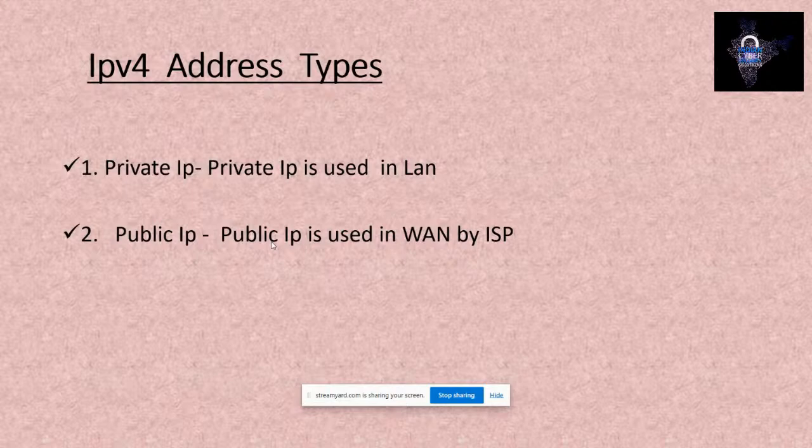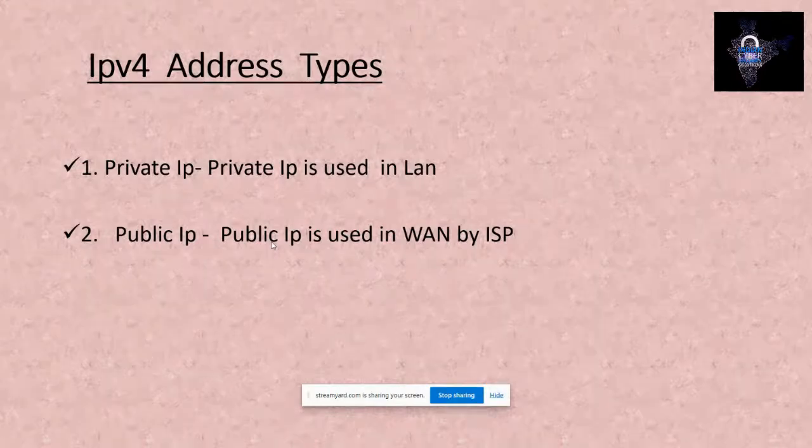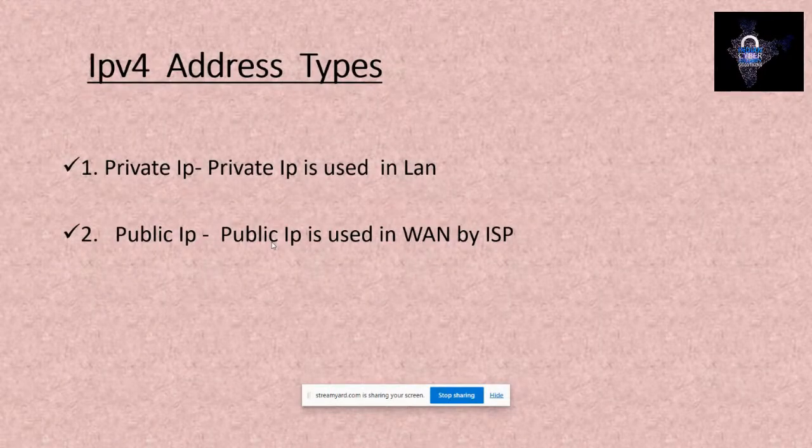Now, what are the IPv4 address types we have? We have two types of IPv4 addresses. One is private IP, which is used in LAN. If you want to give IP addresses to the PCs, your laptop or desktop or servers, in a LAN, you need to give the private IP. And public IP is used in WAN by ISPs. You can only give private IP addresses in a LAN, because if everybody used public IPs, the IP address space would have been exhausted long before. So these are the two IPv4 address types.